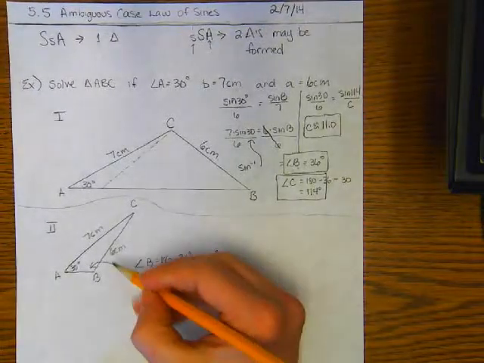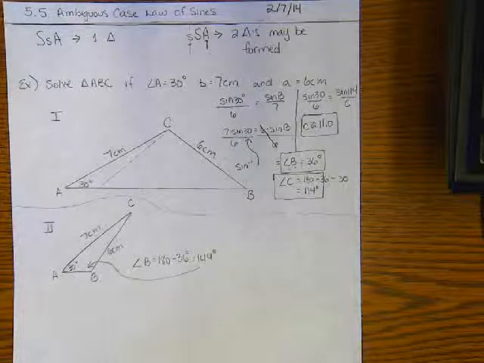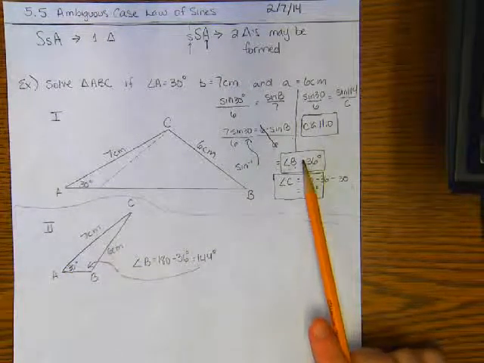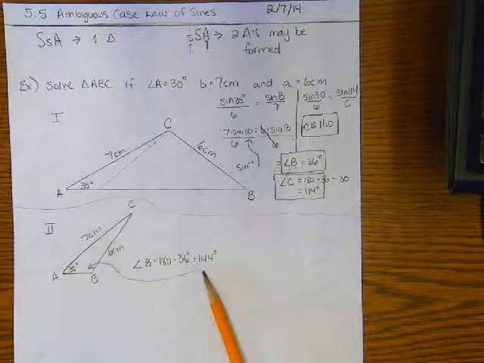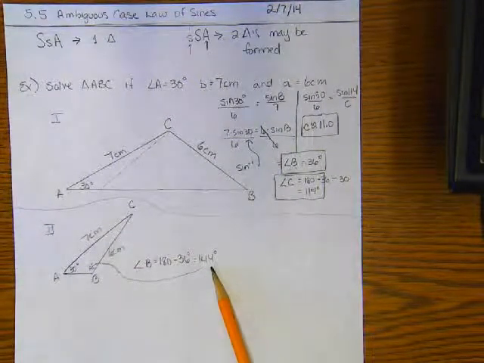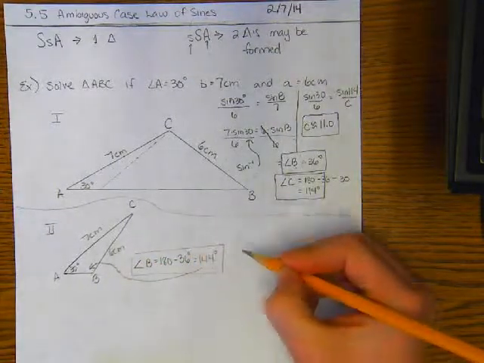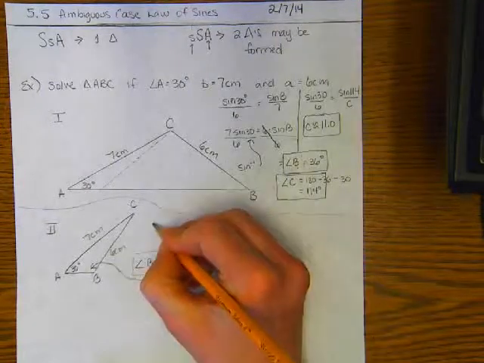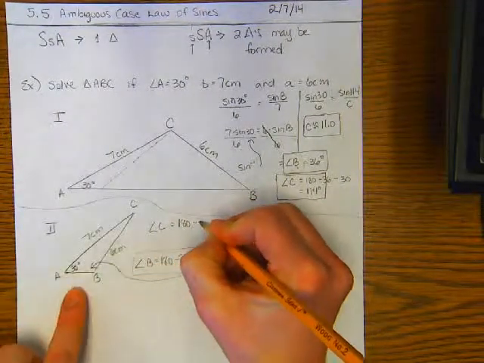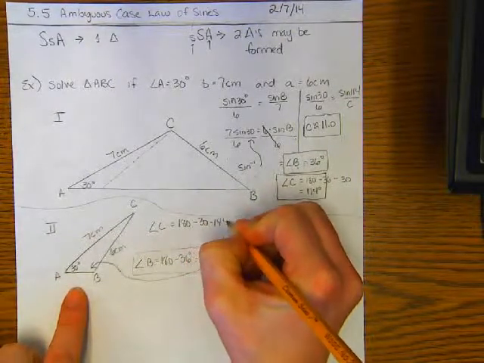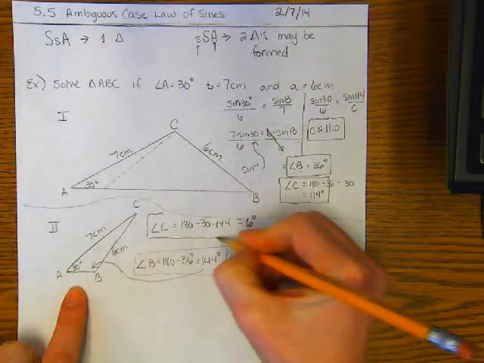Once we've done that, nothing changes in the problem. So that's really how you always start your second triangle. You go back to the angle that you had to find first, and you subtract that angle from 180 to find the new angle. So angle B is 144 in this triangle. That's going to also change angle C, because angle C would be 180 minus 30 minus 144. And so we get angle C is only 6 degrees, and that looks accurate.